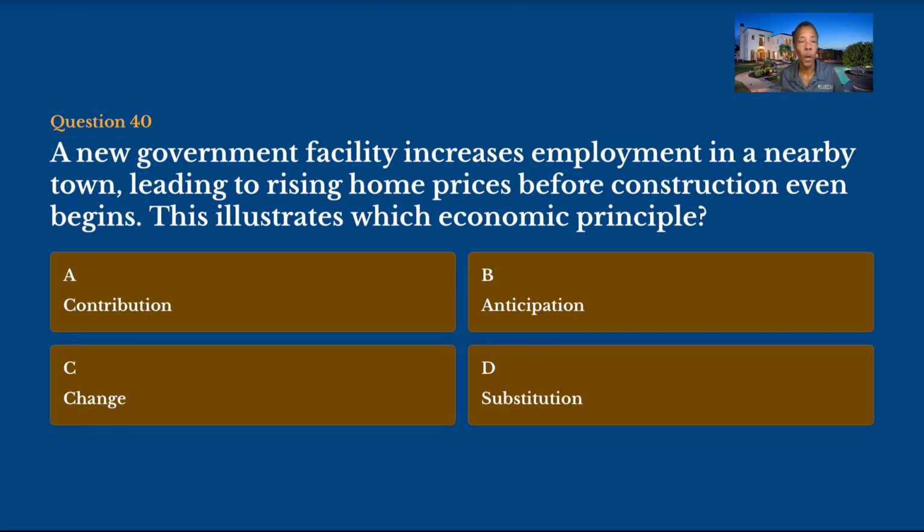Number 40. A new government facility increases employment in a nearby town, leading to rising home prices before construction even begins. This illustrates what economic principle? A. Contribution. B. Anticipation. C. Change. Or D. Substitution. So essentially, these home prices are rising before construction is even going to begin.